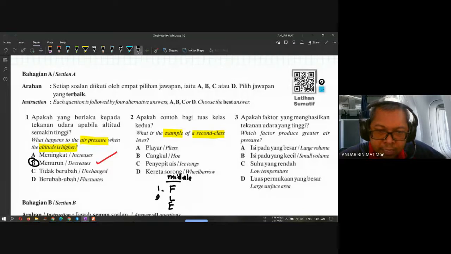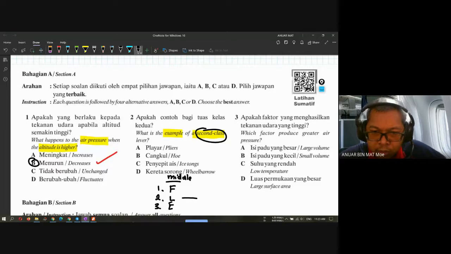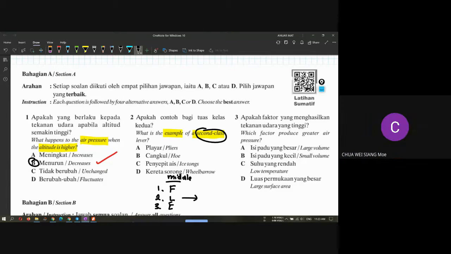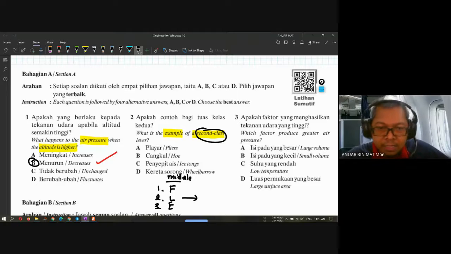First class, second class, third class. So this is second class. So the load must be in the middle. Load must be in the middle. So what is the answer? Donkey. Donkey is the kereta sorong, wheelbarrow. Yes, correct. Good.